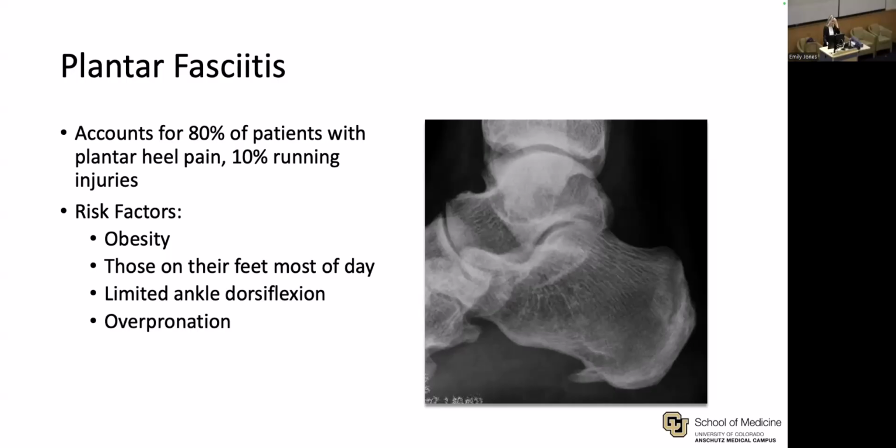Overpronation can increase their risk, poor supporting footwear. And about half of patients with plantar fasciitis will have heel spurs, which you see in this X-ray here. But also up to 20% of patients without plantar fasciitis also have heel spurs. So they can occur with plantar fasciitis, but they're not the cause of the plantar fasciitis. They're almost a result of the plantar fasciitis.